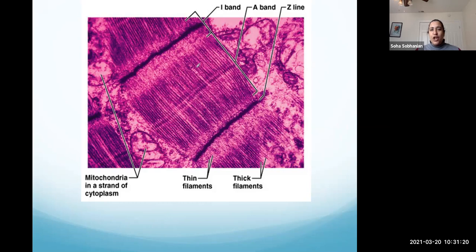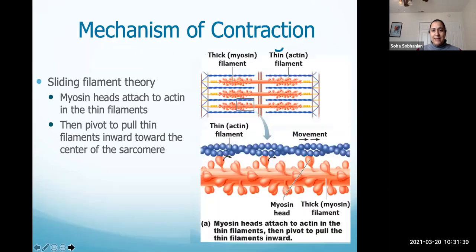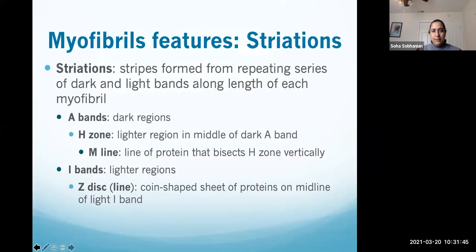And then the areas that are darker black in color, those are your A band, which is basically the length of your myosin. The only thing that I didn't talk to you guys about is your Z disc. Okay, so H zone, we talked about it. A band, we talked about it. M line, I don't need you guys to know it, so you can ignore that. I band, we talked about it. It's the lighter region.